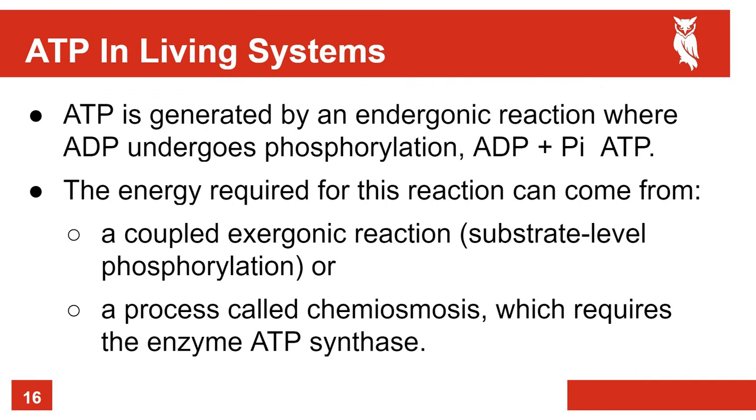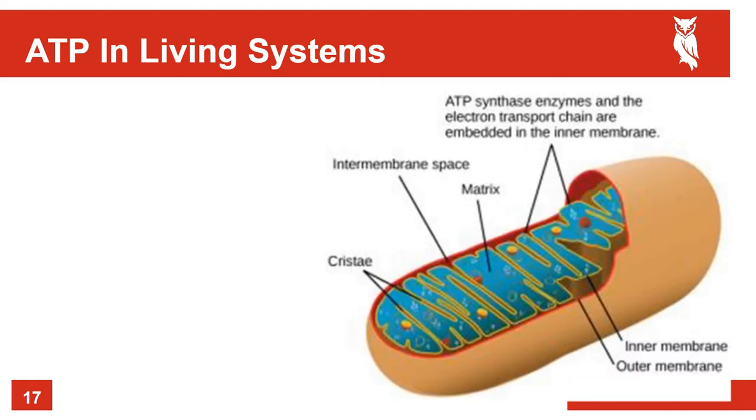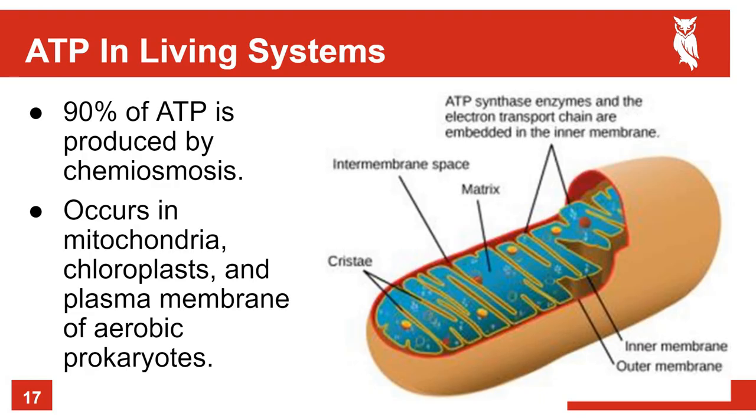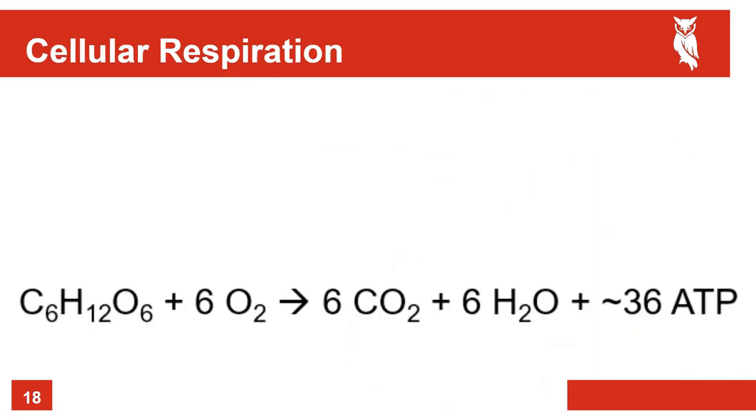But most of it comes from chemiosmosis, which is just the osmosis of chemicals, specifically hydrogen ions. 90% of the ATP is produced by chemiosmosis. This occurs in the mitochondria, also in chloroplasts, and in the plasma membrane of aerobic prokaryotes.